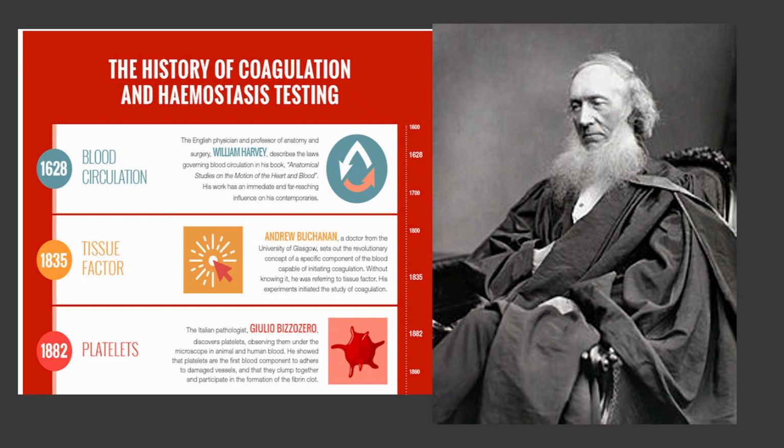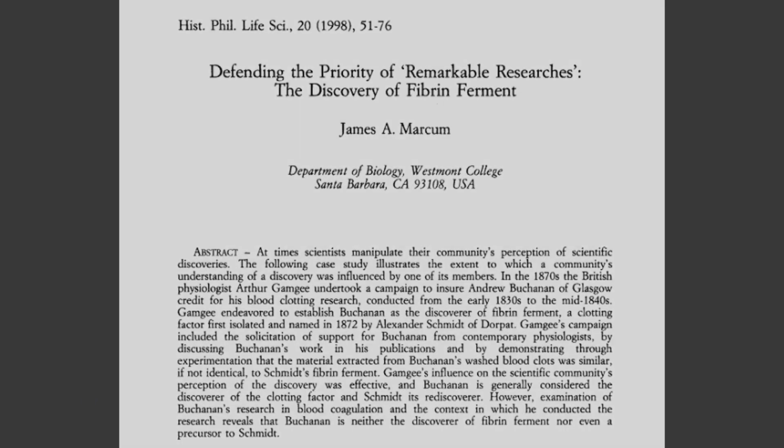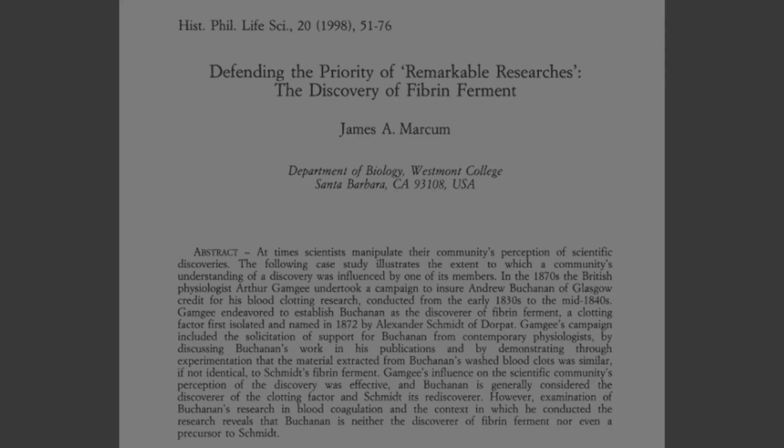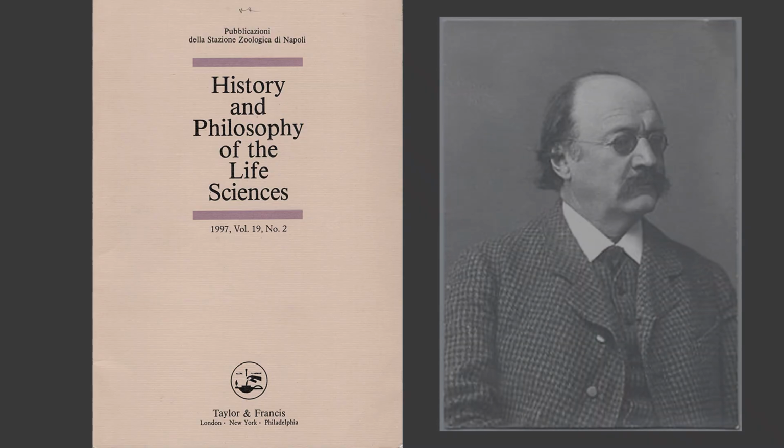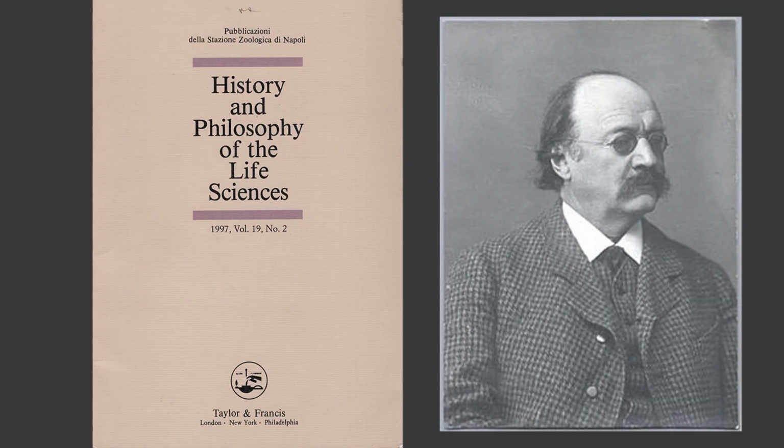One of the first things that caught my attention when I started looking into this was this 1998 article by James Markham in the still in-print journal History and Philosophy of the Life Sciences. In this article, Markham contends that credit for the discovery of tissue factor is misplaced and should actually go to another guy named Alexander Schmidt. And he makes some pretty compelling points that we're going to talk about here.